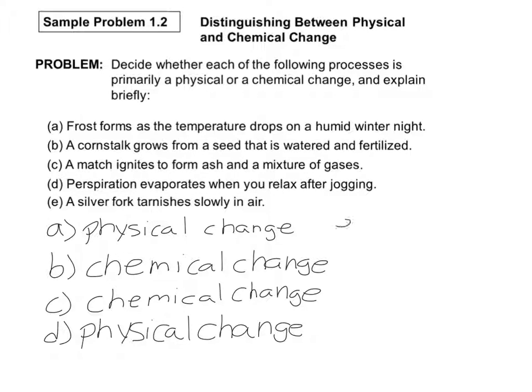And then E, the last one here, a silver fork tarnishes slowly in air. Okay, so it's starting out as silver and it's tarnishing, right? It's changing into something else. It's changing into silver sulfide by reacting with sulfur-containing substances in the air. So it's going from pure silver to this silver sulfide. So it is changing its identity. So we're going to call that a chemical change.